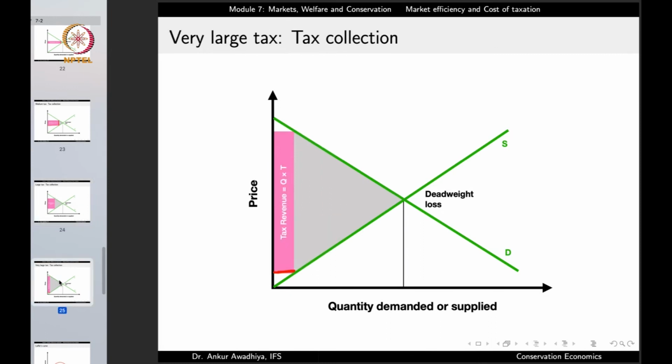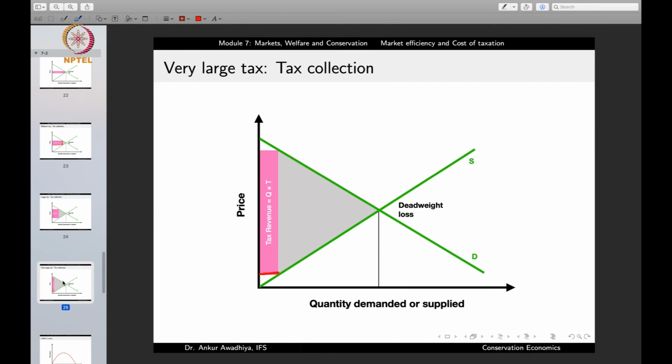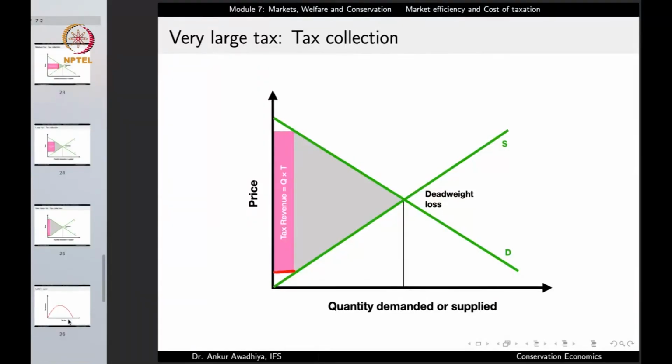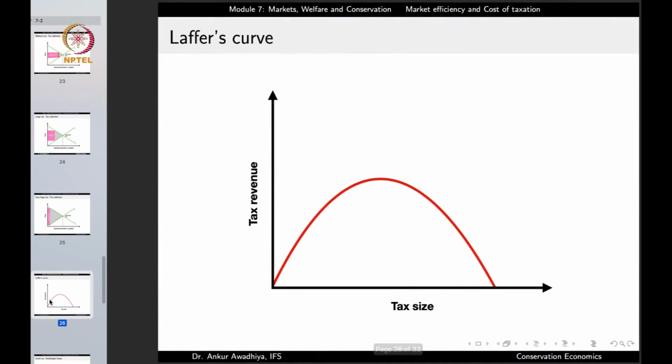And if you have a very large amount of T, then Q will reduce to such an extent that you will have practically a straight line for the rectangle, and the area will be very close to zero. So if the tax increases to a value that is too high, in that case, the tax collection by the government will be too less. It will be next to zero, which brings us to the Laffer's curve.